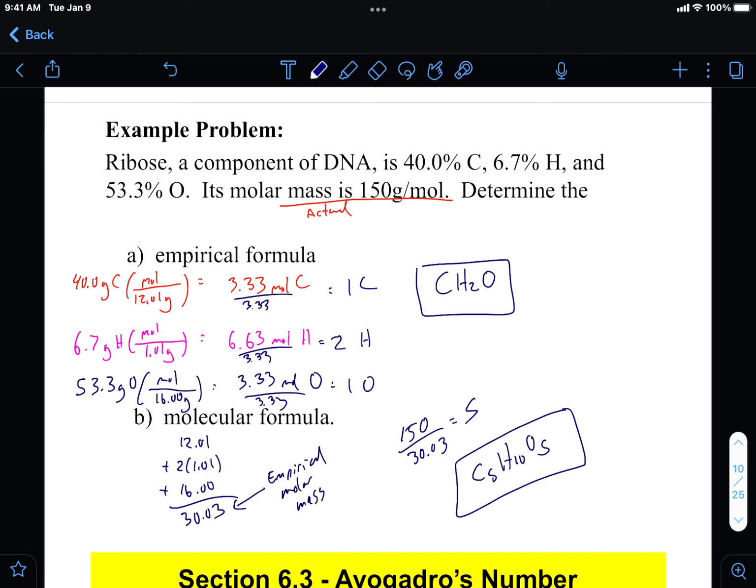How we doing? That's kind of all there is to it. Molecular formula is no big whoop. It's just a couple of steps added to an empirical formula problem. Okay?